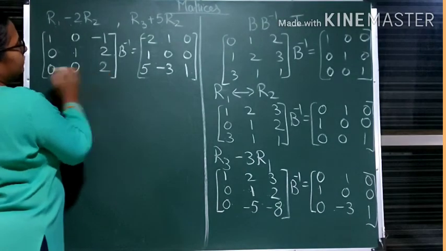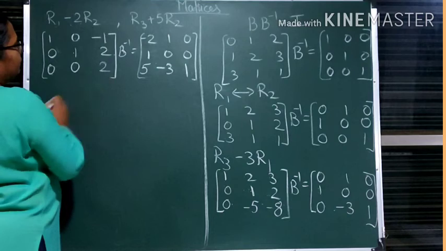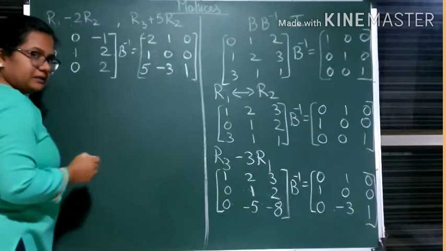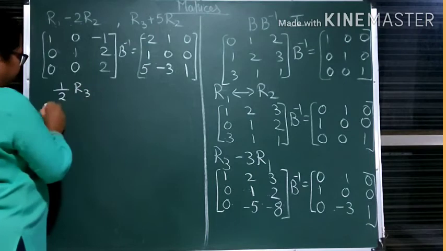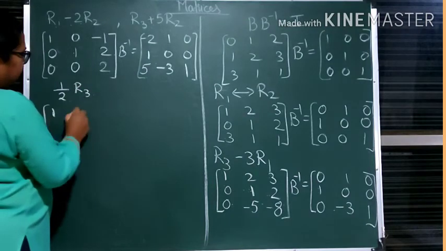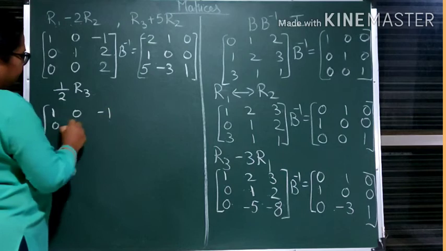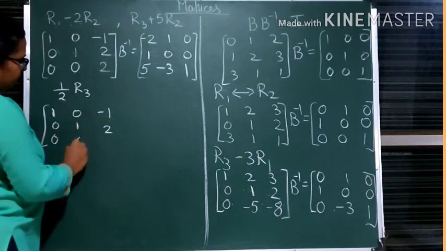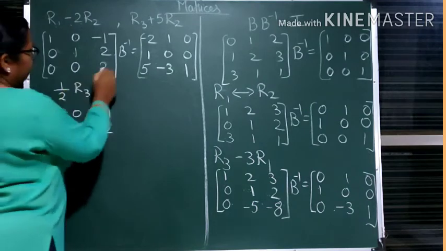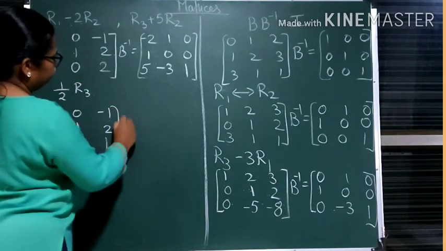Now this you have to convert to 1. So here what you have to do? Again now your scalar multiple will come. So 1 by 2 into R3. So R3 is getting changed. 0, 1, 2. 0 into 1 by 2, 0. 0 into 1 by 2, 0. And 1 by 2 into 2 is 1.